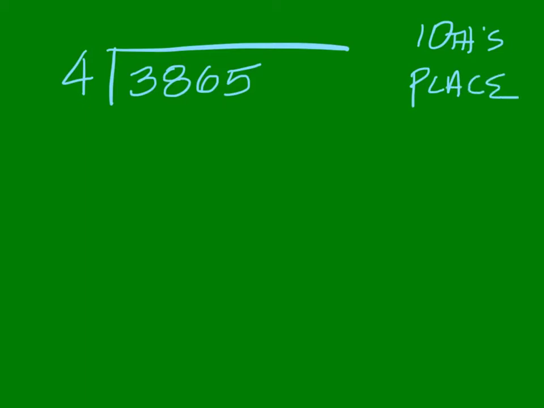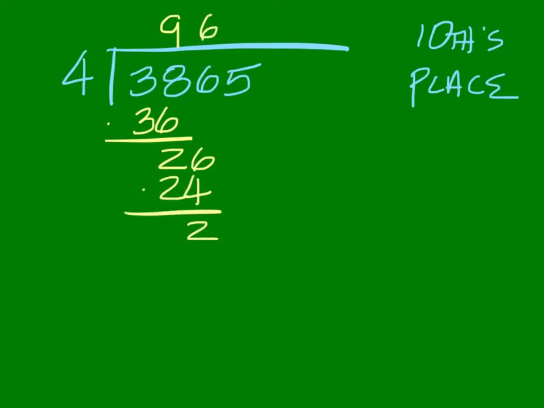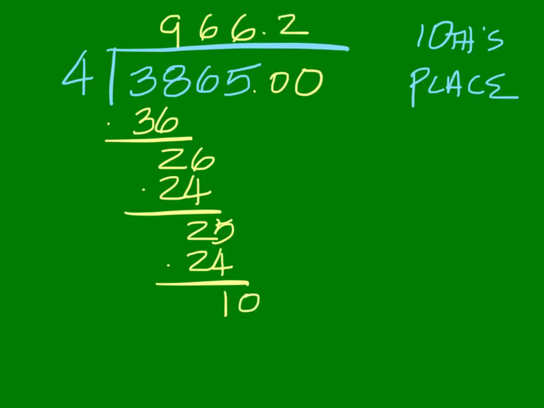On the practice, 4 will not go into 3, but it will go into 38 9 times. 2 left over, and into 26 6 times, with 2 left over. And we'll drop the 5, it goes in there 6 times, with 1 left over. And into 10 twice, with 2 left over, into 20 5 times. This is 5 or higher, so this becomes a 3.